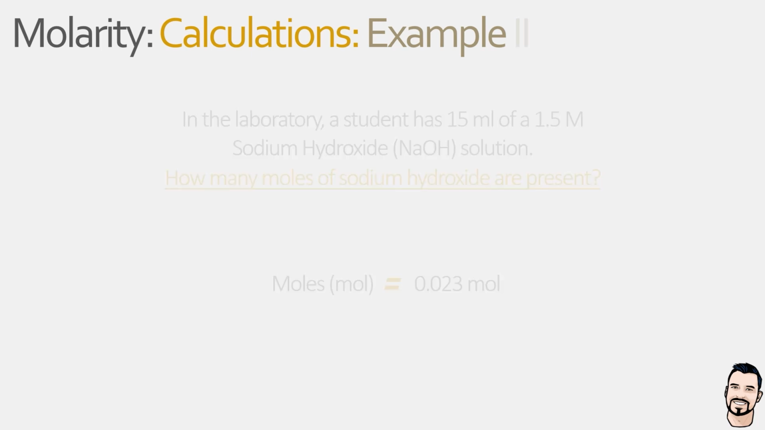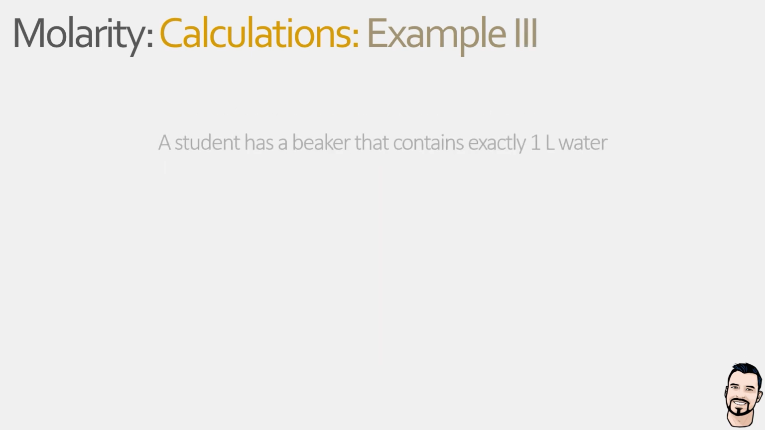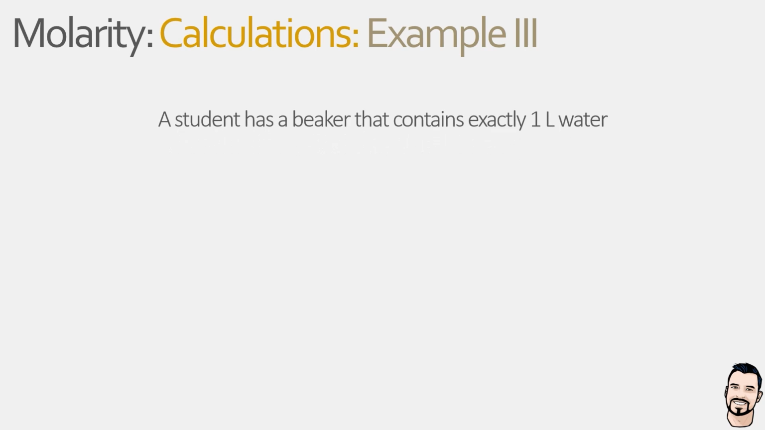Now moving on to our third and final example, we have something quite interesting. A student is in the lab and has a beaker containing exactly 1 litre of pure water, and the student wants to know what is the molarity of the solution. Now you might be tempted with such a simple question to try and guess the molarity, however most likely you will arrive at an incorrect answer. No matter how simple a question might look, it's always worth doing your due diligence and using the associated equations.